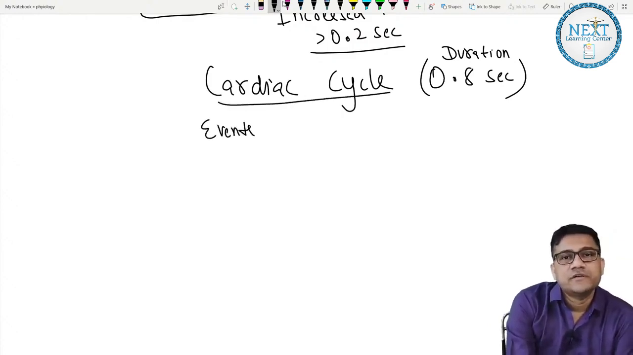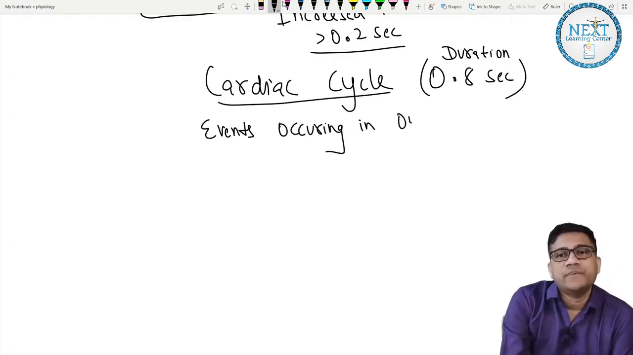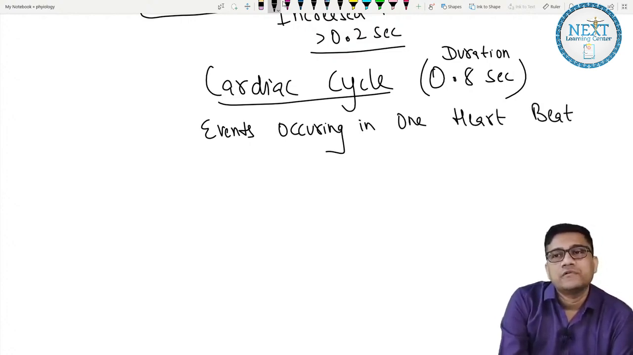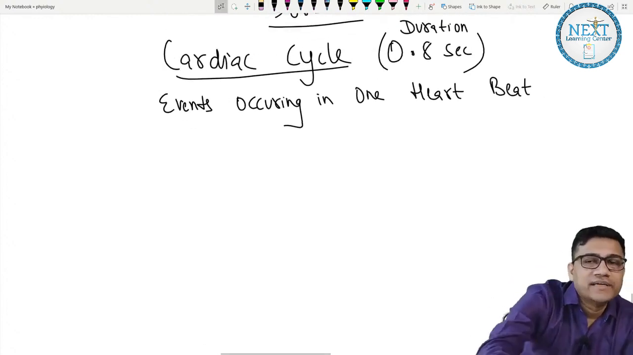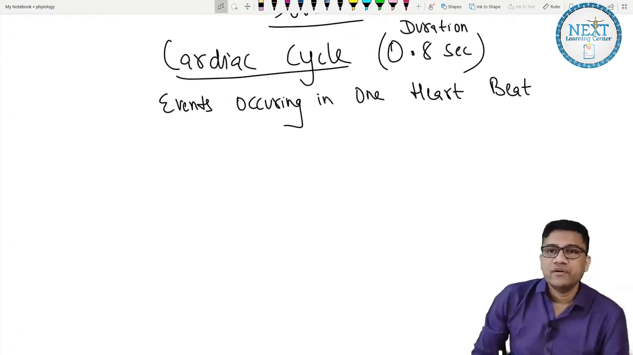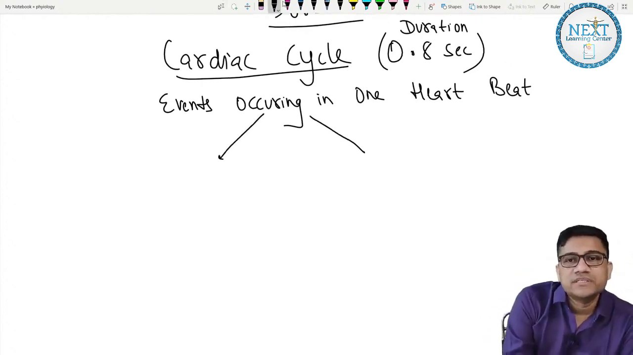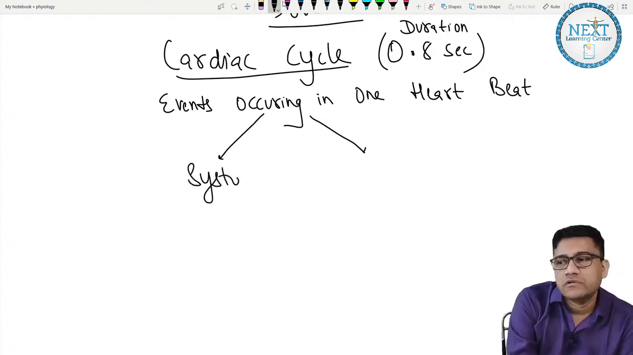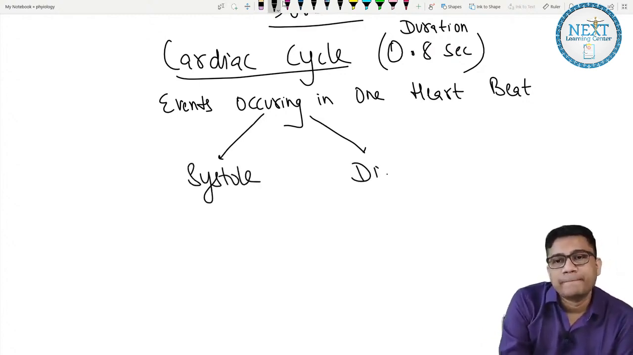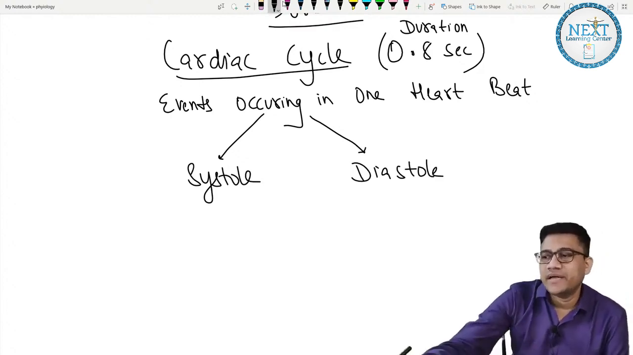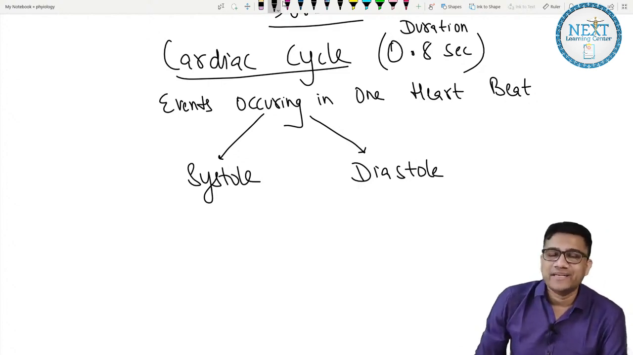Events occurring in one heartbeat. So events occurring in one heartbeat, what is it called as? It is called as the cardiac cycle. Okay, so what are the events? There are 2 events, systole and diastole. Okay, so the 2 events are systole and diastole. Are you clear? So systole and diastole.